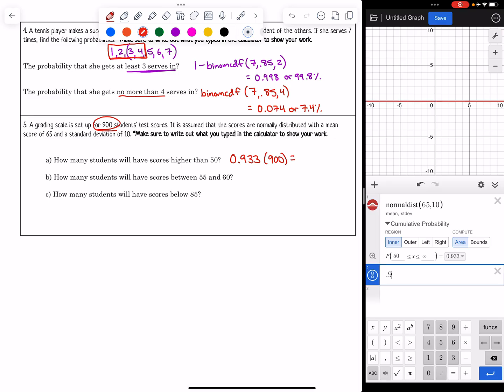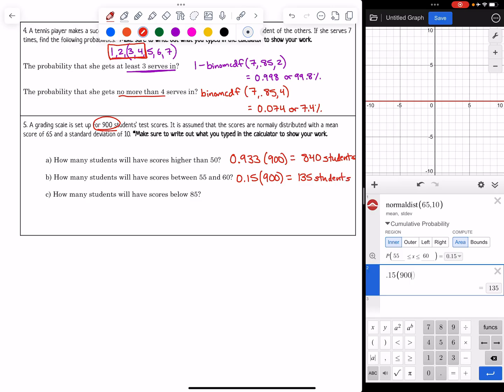So I could just use my calculator right here. 0.933 times 900 would give me 839.7. So I need to round to the nearest whole student. So it'd be 840 students for part A. Part B says, how many students will score between 55 and 60? So leave those same numbers, but just type 55 to 60 for those cumulative probability numbers. And we get 0.15, so there's a 15% chance, but we've got to multiply by the 900 to figure out the number of students. So 0.15 times 900 gives us 135 students.